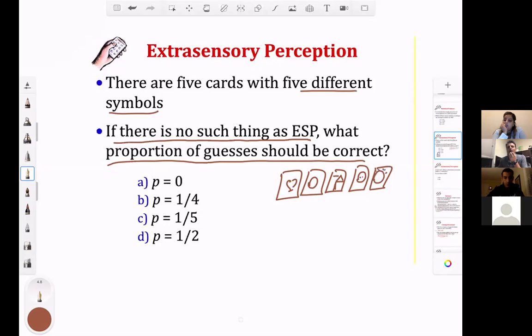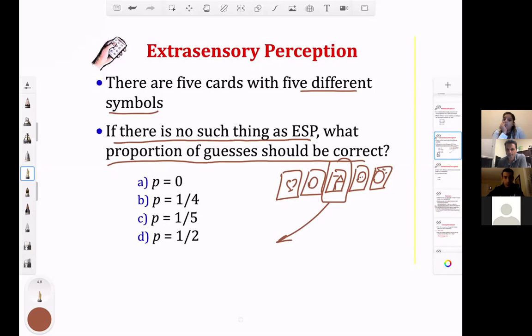I pick one of the cards. Okay, we have a house, circle, heart, sun, ghost. If I pick one of them, correct? And if I ask you which one did I pick, the probability is 1/5 that you tell me the correct one.